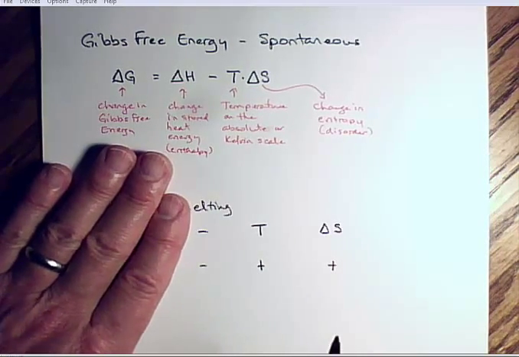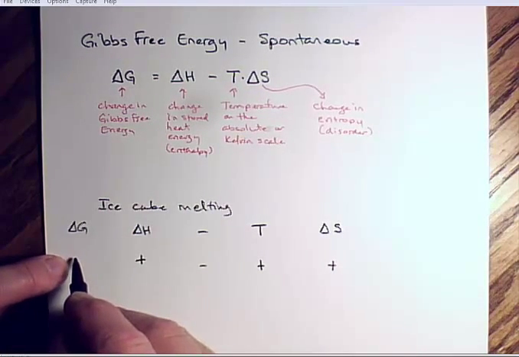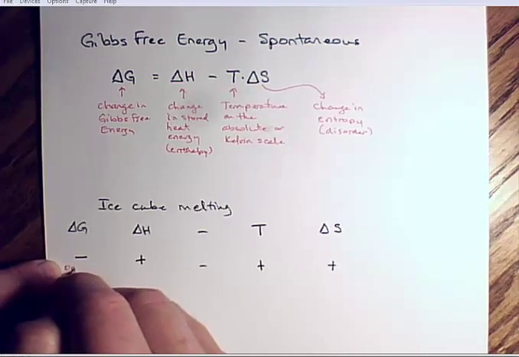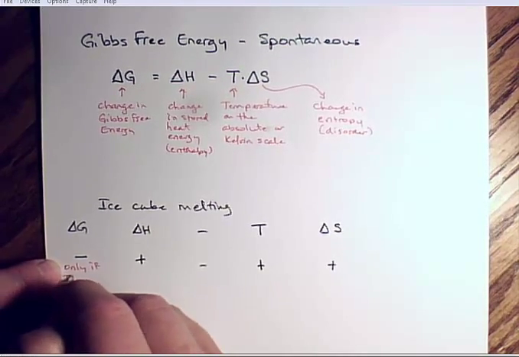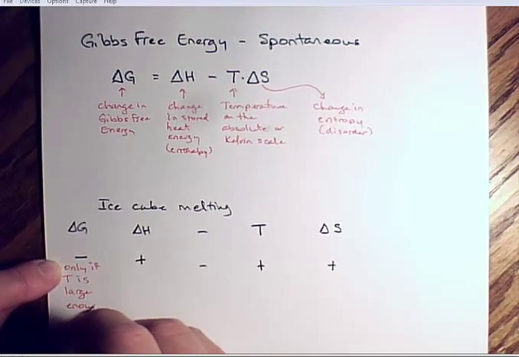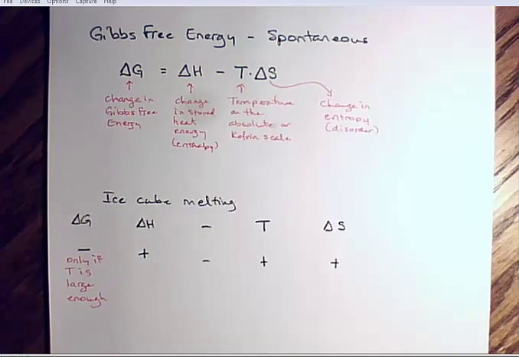That makes sense? Therefore, delta G is negative, but only if T is large enough. Does that make sense? You don't have to know whether it's large enough, because you don't have to make a prediction that it will or won't happen. What you would say here is, this is spontaneous if T is large enough. That's all you've got to say. That makes sense?